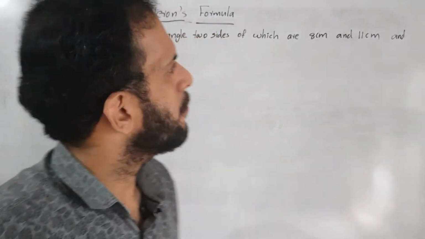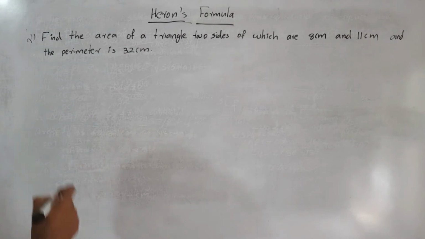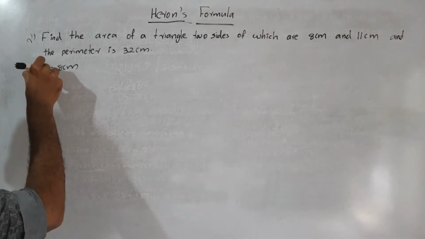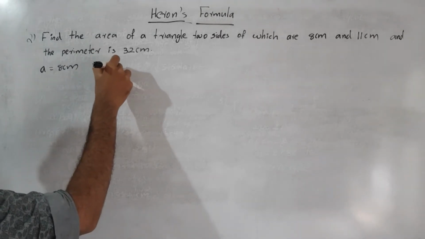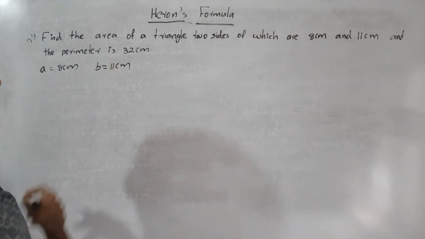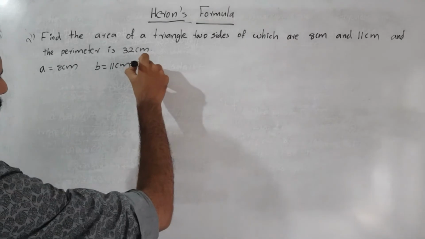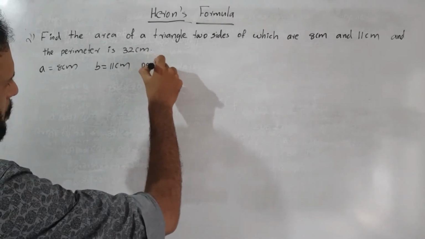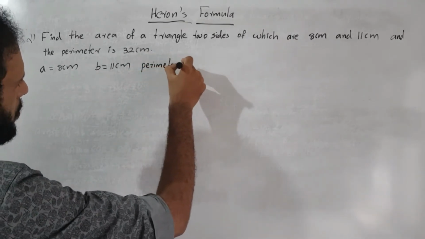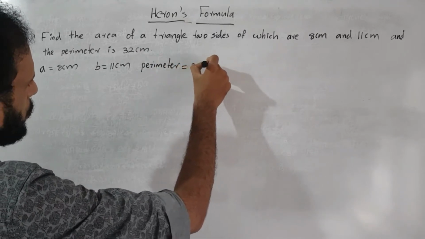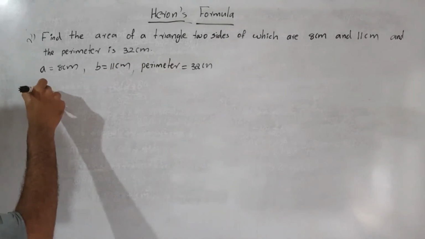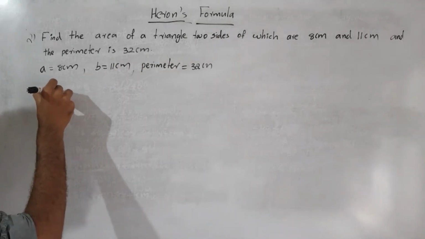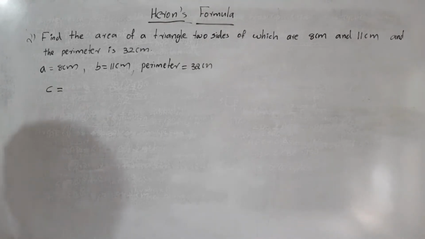Okay. So here we are denoting one by one. A is equal to 8. B is equal to 11 centimeter. The value of C is not given, but the perimeter is given, so we are writing perimeter is equal to 32 centimeter. Then, since the perimeter is given, it is possible to find the value of C. How to find the value of C?